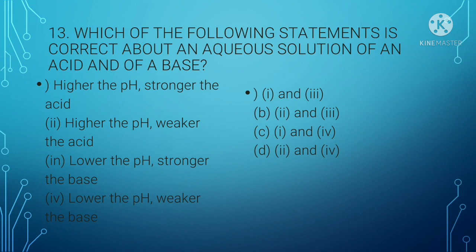Third one, lower the pH, stronger the base. No, again it is wrong. Fourth statement, lower the pH, weaker the base. Of course, if the pH is less than 7, it is lower, then it is a weaker base. Okay, so let us check the options.